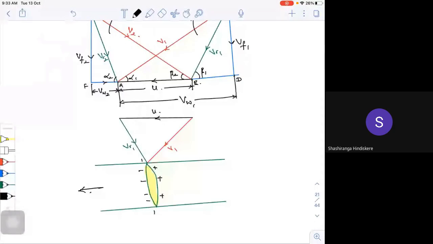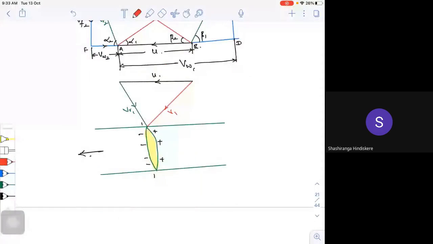Then what will happen at the exit? The exit will be something like this. This is my velocity V2, and I have the blade velocity. The relative velocity will be in this direction, because this VR2 should always be tangent to the blade, tangent to this particular blade, right? I have my U, which will be like this.